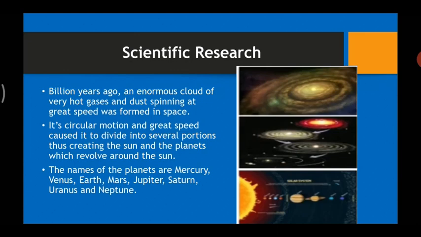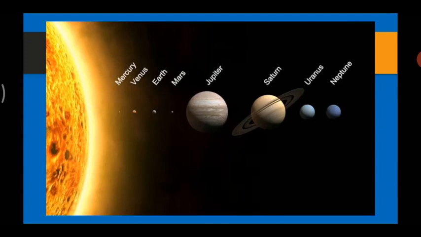Afterwards, the second point, its circular motion and great speed caused it to divide into several portions, thus creating the sun and the planets which revolve around the sun. Now, in this way, our earth was formed. As you can see in the second picture, children, they started to move around, spinning at a great speed, very fast, and it started to break into smaller portions. Now, these portions formed planets. They formed our planets. The names of these planets were Mercury, Venus, Earth, Mars, Jupiter, Saturn, Uranus, and Neptune.